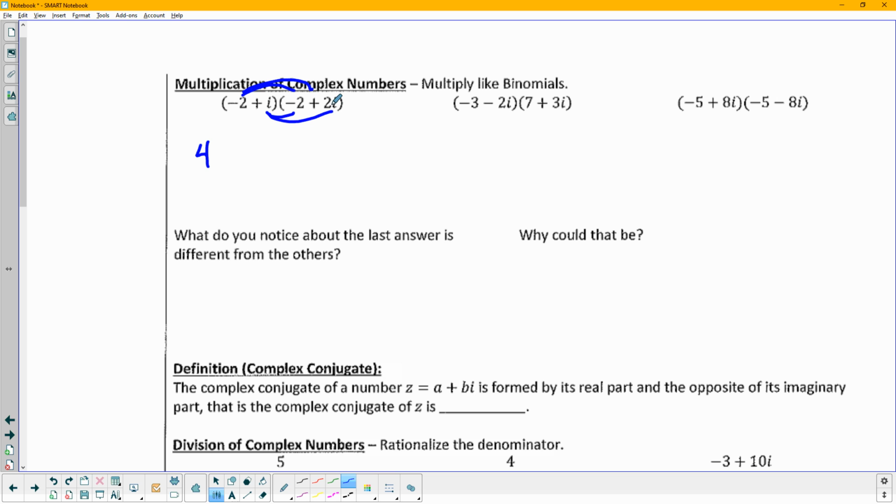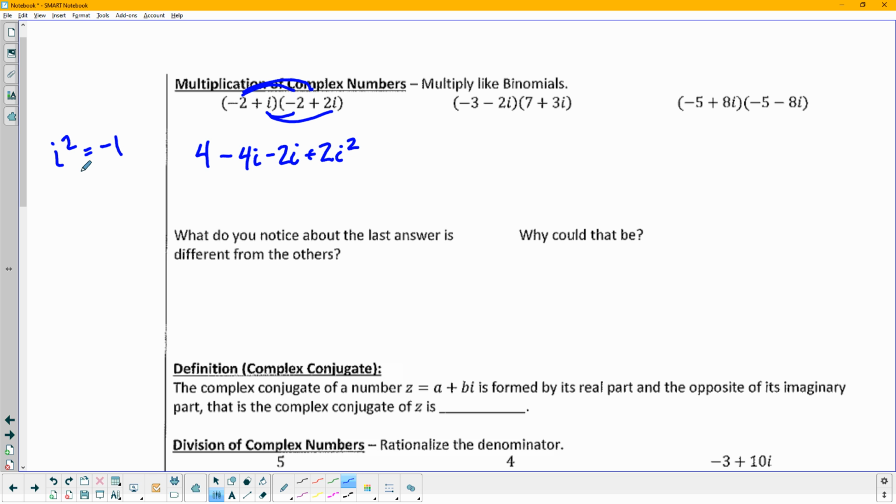Negative 2 times positive 2i, that's going to be a minus 4i. i times negative 2 is negative 2i. And i times 2i is plus 2i squared. Now we reach something very special right here. We have another notation for i squared. The key to all of this is that whenever we get an i squared, we can replace that with a negative 1.